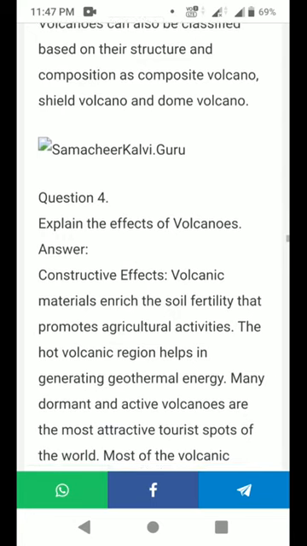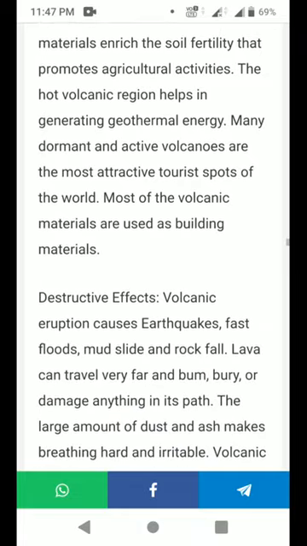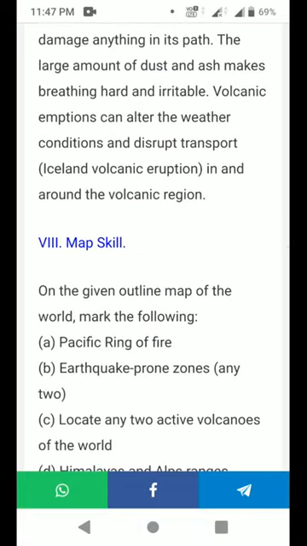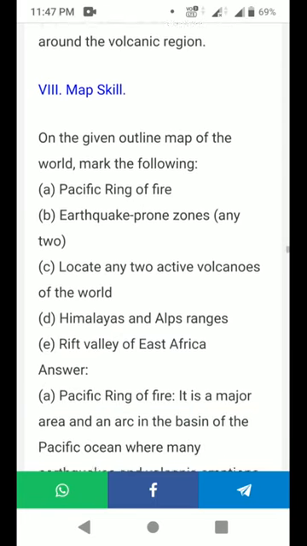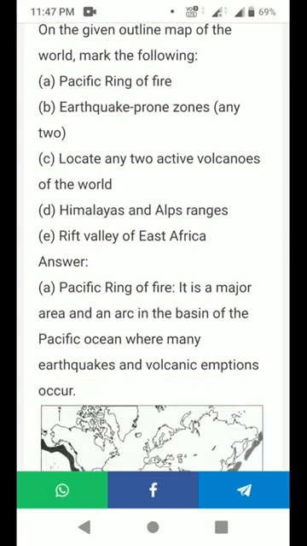Next, fourth question, explain the effects of volcanoes. Here also the constructive effect and destructive effect. Next one is the map skill. On a given outline map of the world, mark the following: Pacific Ring of Fire, earthquake-prone zones, any two. Like that they may ask in the map.